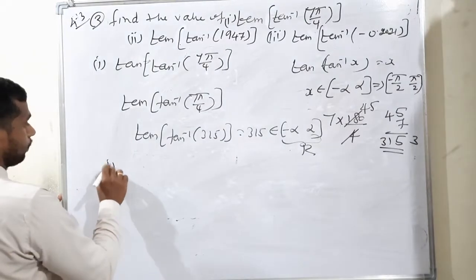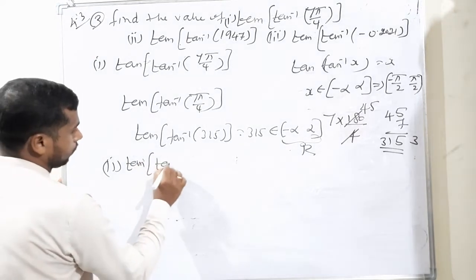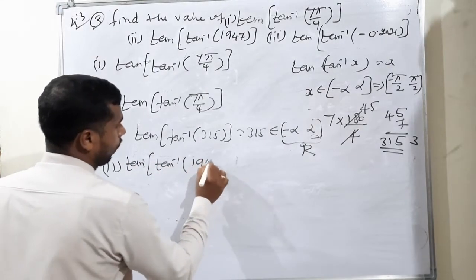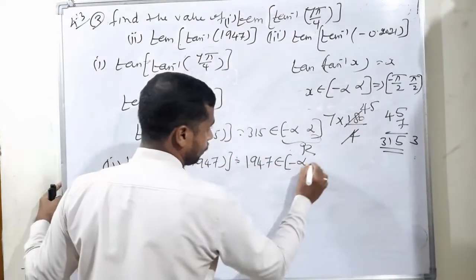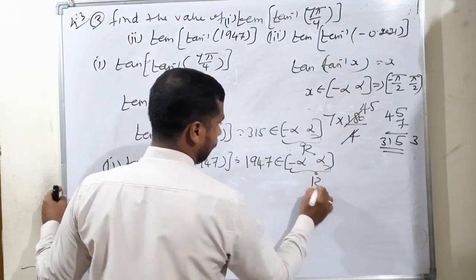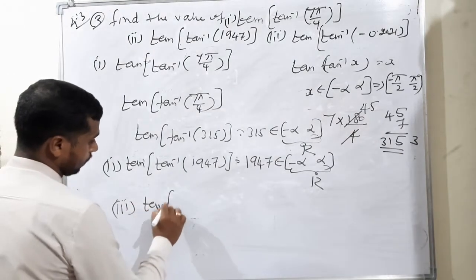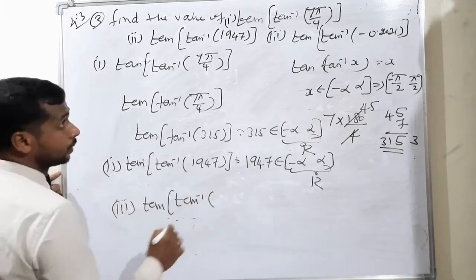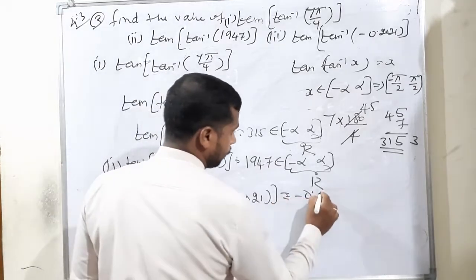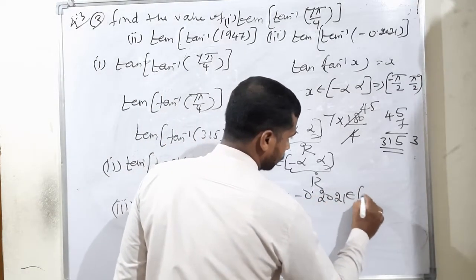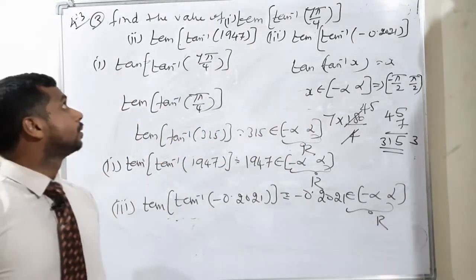Then the second term, subdivision 2: tan inverse 1947. We can write it directly because 1947 belongs to negative infinity to positive infinity, that is real values. Then subdivision 3 also: tan inverse of minus 0.2021. It belongs to negative infinity to positive infinity. That is also a real number. Okay, so question number 3 is also over.